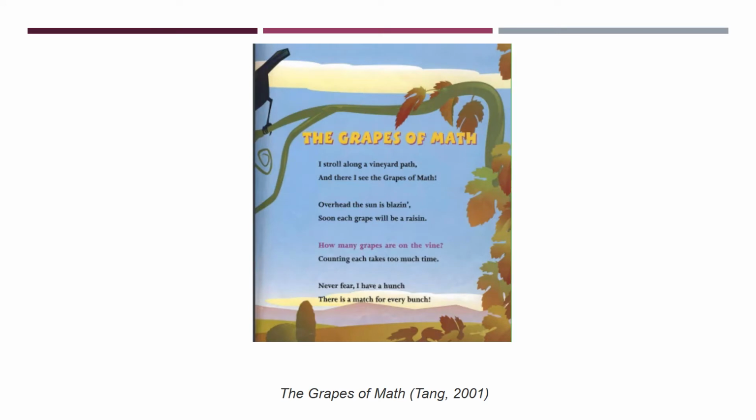The Grapes of Math. I stroll along a vineyard path, and there I see the grapes of math. Overhead the sun is blazing, soon each grape will be a raisin. How many grapes are on the vine? Counting each takes too much time. Never fear, I have a hunch. There's a match for every bunch.